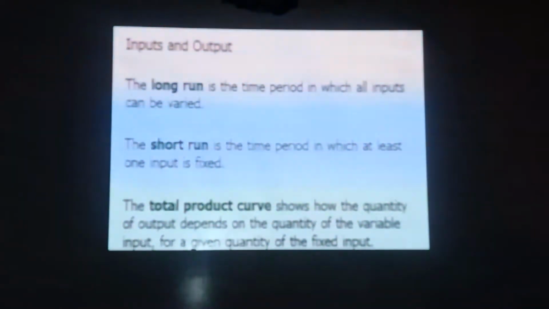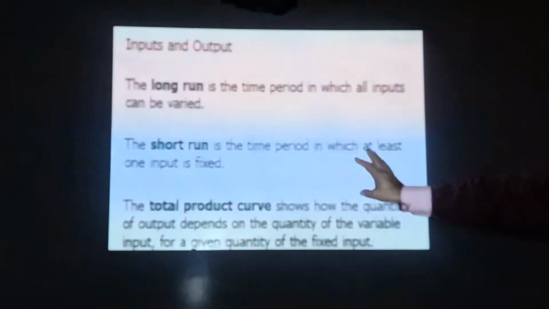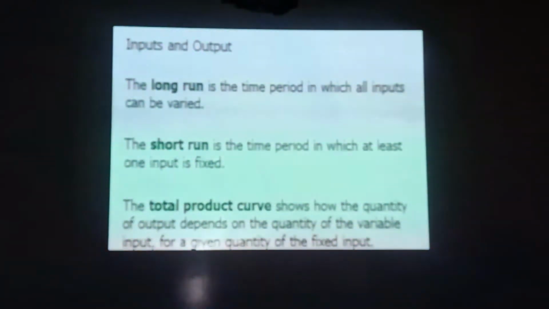Even the technology can be changed in the long run. And the short run is the time period in which at least one input is fixed. It is the smaller time period available to producers, in which they can only vary the variable inputs, but at least one factor or one input is fixed. So the short run is a very small time period.